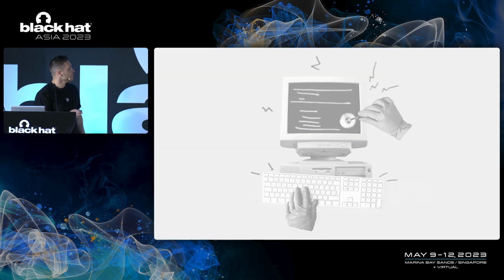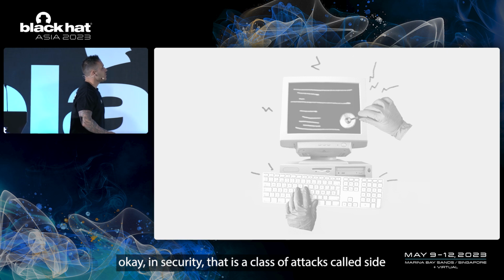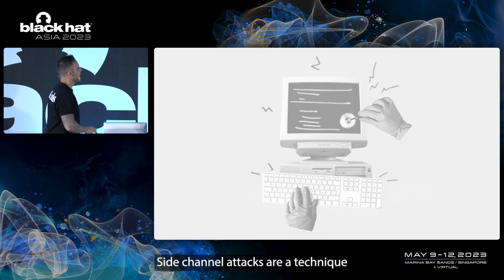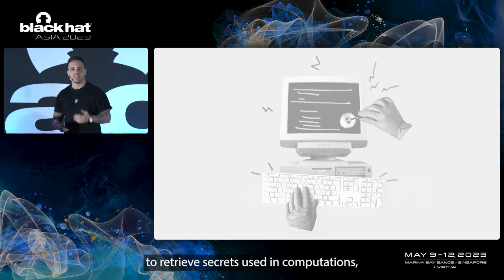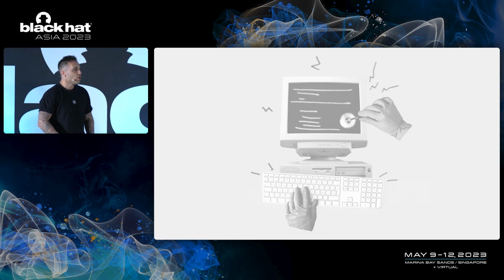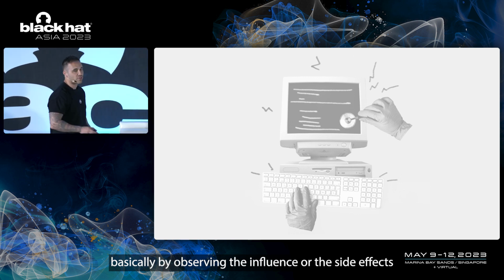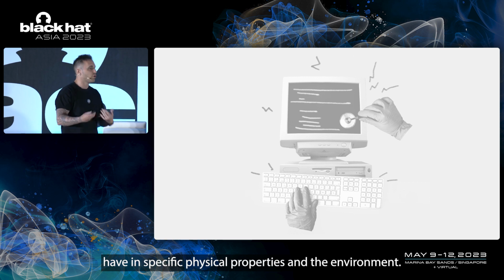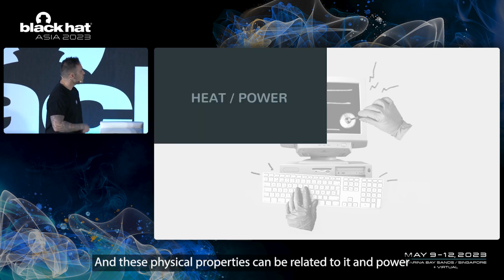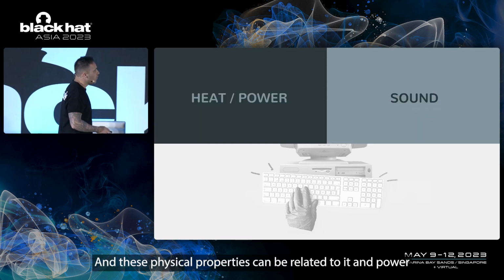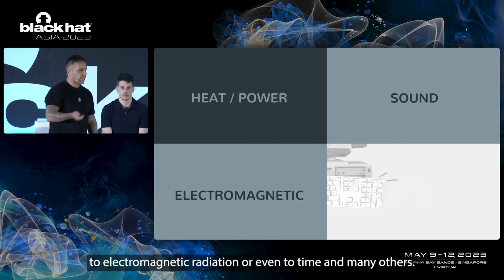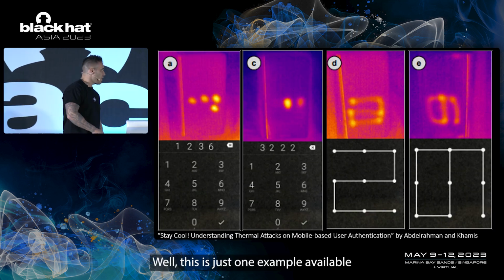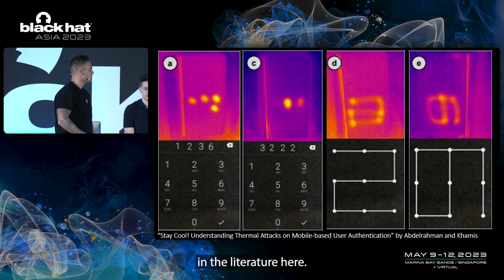Well, OK. In security, there is a class of attacks called side channel attacks. Side channel attacks are a technique that allows attackers to retrieve secrets used in computations, basically by observing the influence or the side effects that those computations have on specific physical properties and the environment. And these physical properties can be related to heat and power, to sound, to electromagnetic radiation, or even to time, and many others.